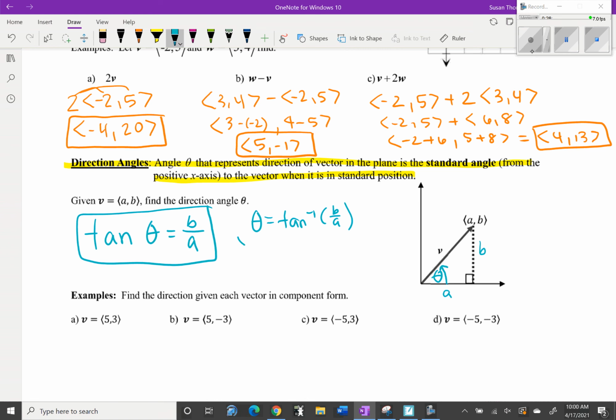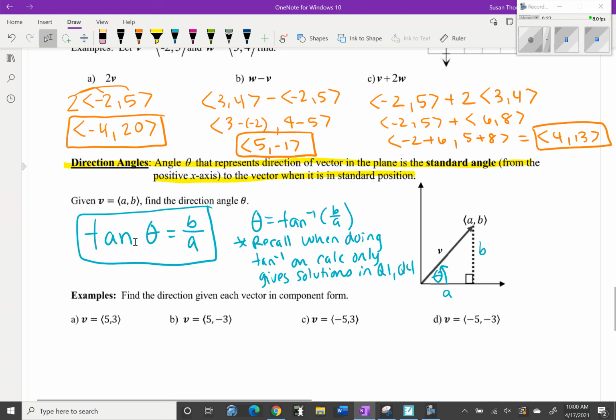And recall, when you're taking the tangent inverse on your calculator, remember that it only gives solutions in quadrant 1 and quadrant 4, because we talked about that when we did our inverses for sine, cosine, etc.